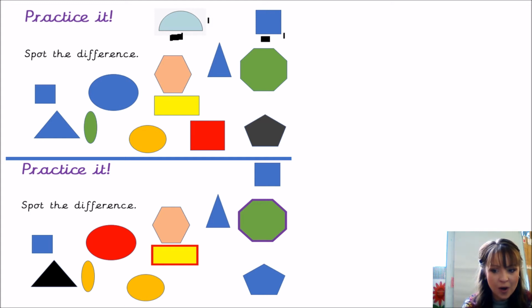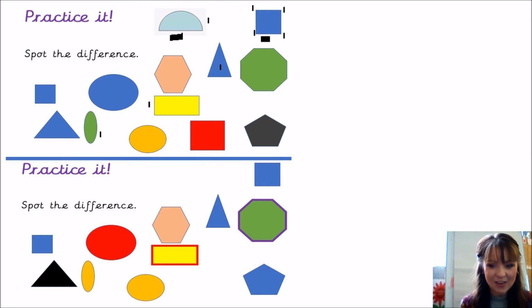It's got 1, 2, 3, 4 vertices. This shape is an oval. We know that this shape here is a rectangle, and the rectangle has got 4 vertices and 4 sides, but there's something different about a rectangle and a square. Can you tell your adult? The square has 4 equal sides, but the rectangle has got 2 long sides and 2 short sides. Were you able to tell your adult?